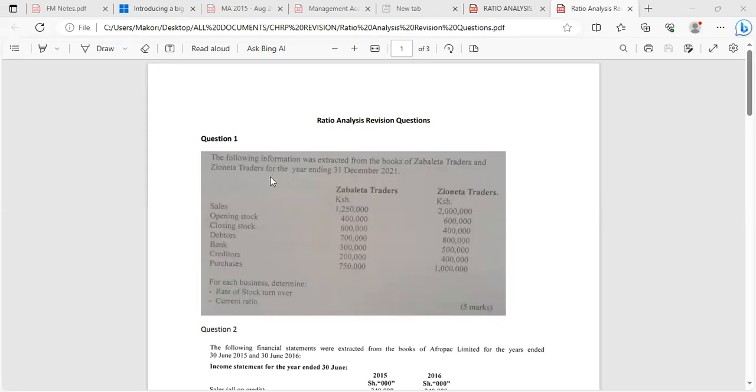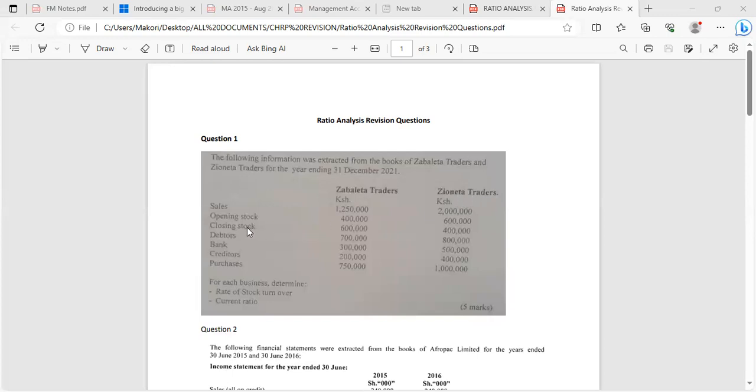I don't know which year this was, but the following information was extracted from the books of Zabaleta. And here you are told for each business, you determine the rate of stock turnover and the current ratio. Remember, how do we calculate the rate of stock turnover? It is the cost of sales divided by the average stock. So we have got two businesses, Zabaleta and Zioneta.